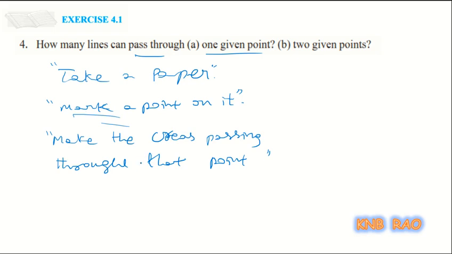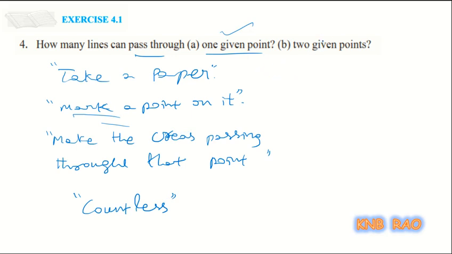Then, similarly, can you make some more creases or foldings passing through the same point? Now, how many can you make? You are making second one, you are making third one. Like this, you can make countless number of creases passing through one point of the paper. So, this is the answer.